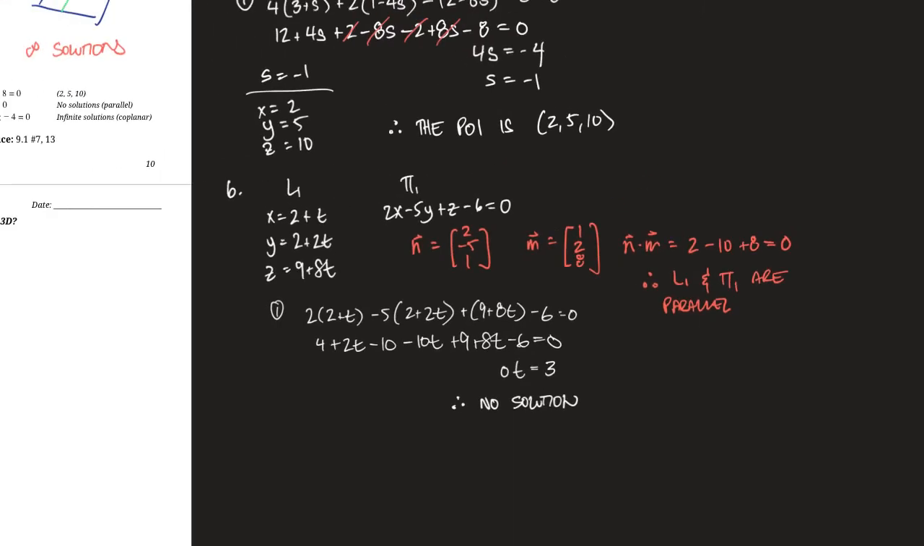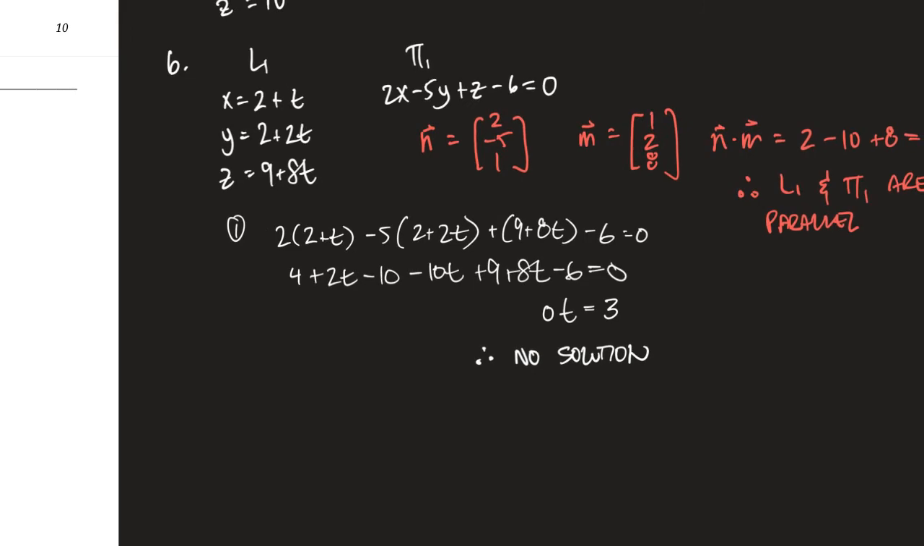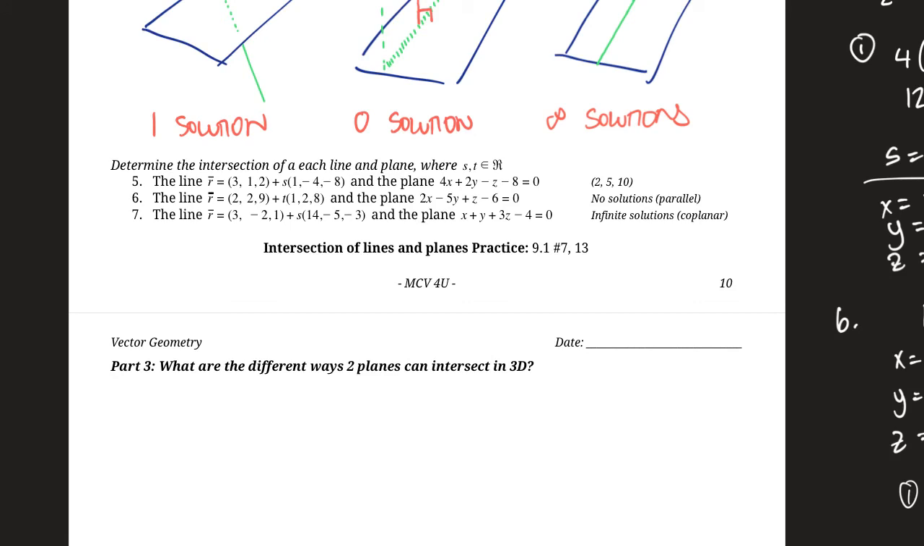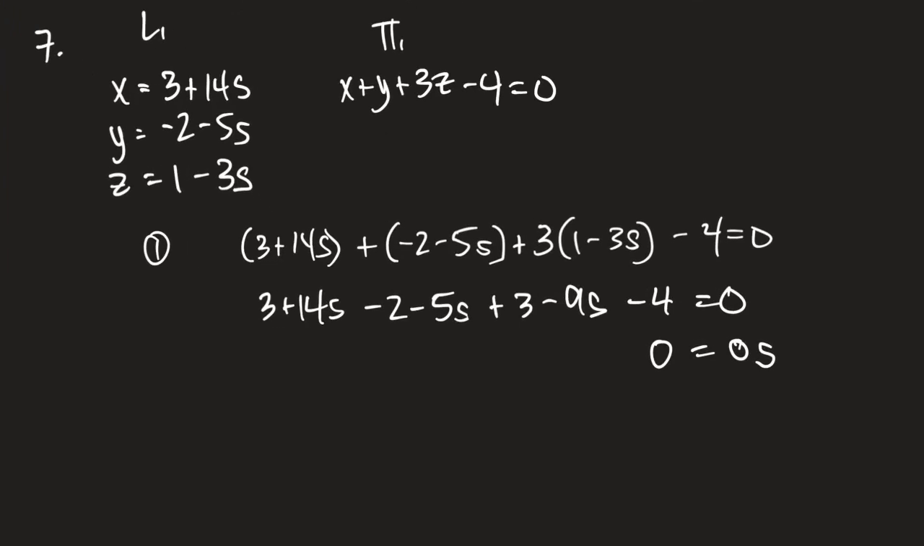So 7 is a similar thing. I want you to try 7 yourself. Pause the video here, try it yourself, unpause when you think you have a solution. So if you do this process, you should get 0 equals 0s or something like that. This tells us that the solution to this is that s can be an element of real numbers.